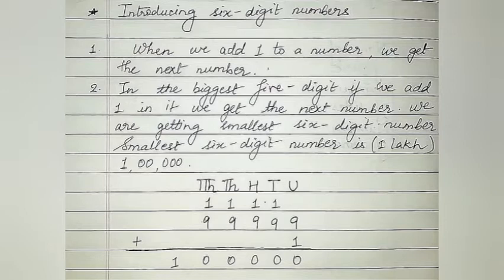If we add 1 to the biggest 5-digit number, we get the next number. We get the smallest 6-digit number. The smallest 6-digit number is 1 lakh. The biggest 5-digit number is 99,999, plus 1 is 1 lakh.